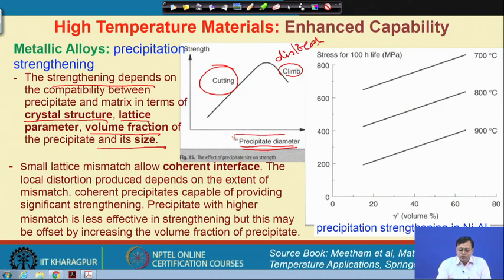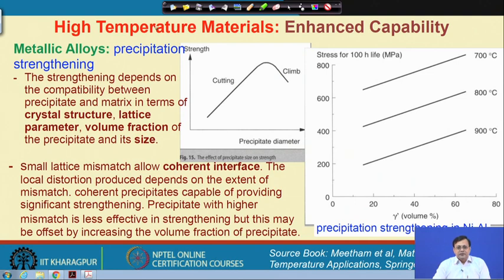Here I just show you in terms of their size. However, one has to consider all these aspects in terms of crystal structure, lattice parameter, volume fraction and the size. All these parameters will control the mechanism that governs the strengthening effect. So, as an example I can tell you, a small lattice mismatch will create a coherent precipitate.